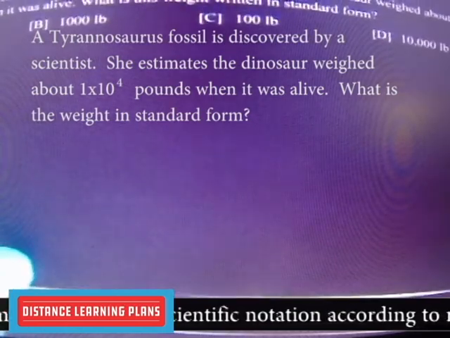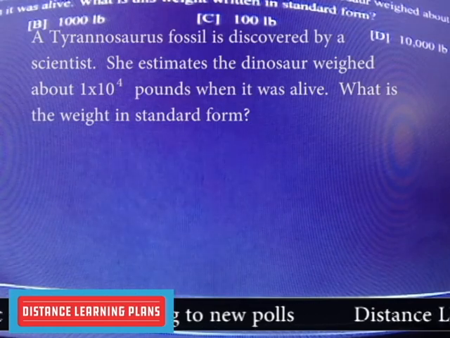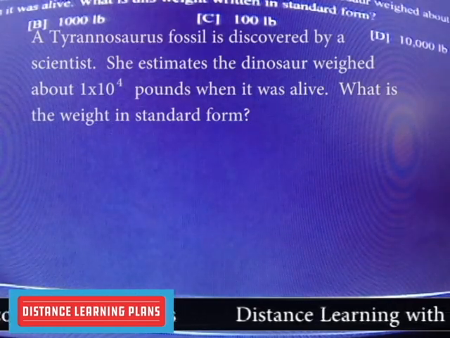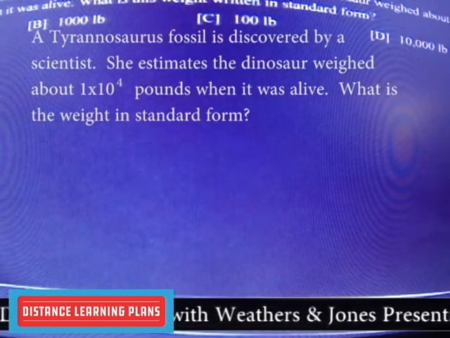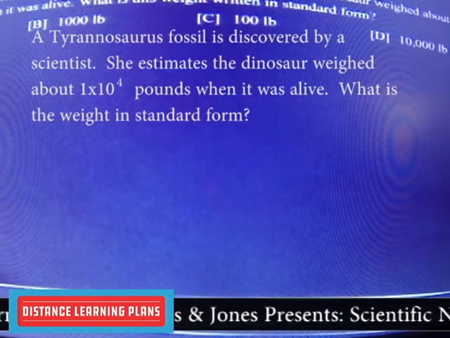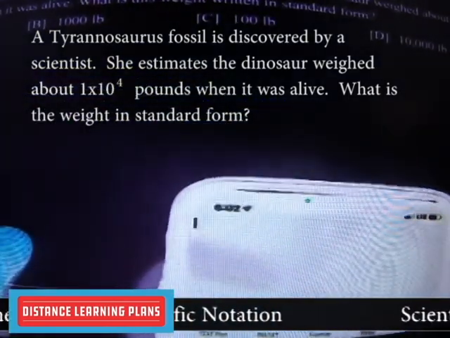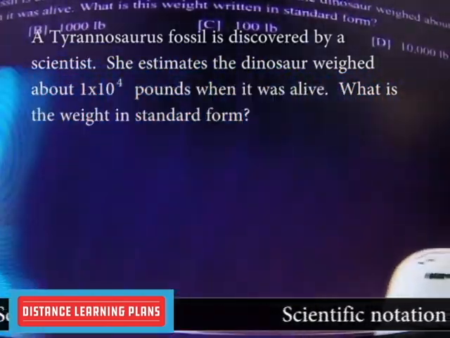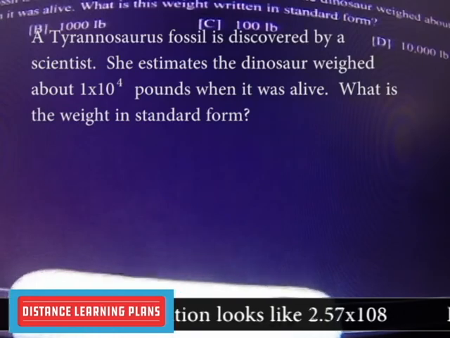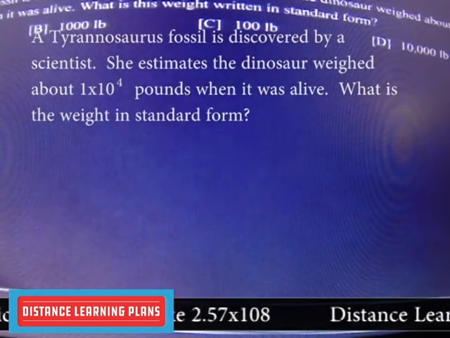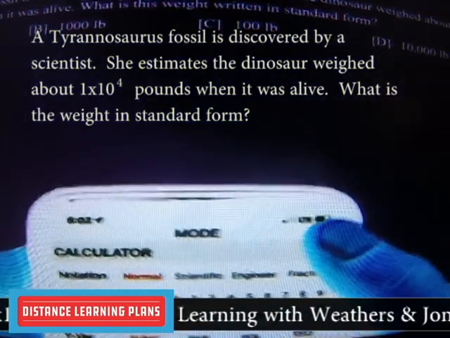Now we're going backwards this time. It says a Tyrannosaurus fossil is discovered by scientists. She estimates the dinosaur weighed about 1 times 10 to the 4th pounds when it was alive. What is this weight written in standard form? Okay, now we're going to use an app calculator this time. Again, most important rule, we have to look at our answers and see what form they're in. It is not in scientific notation, so we don't need to be in scientific notation mode. I'll go to my calculator, make sure it's not scientific, it's normal. Great. We'll exit back out.